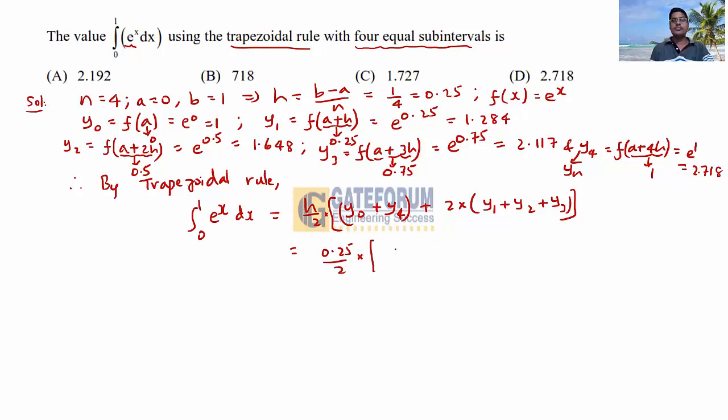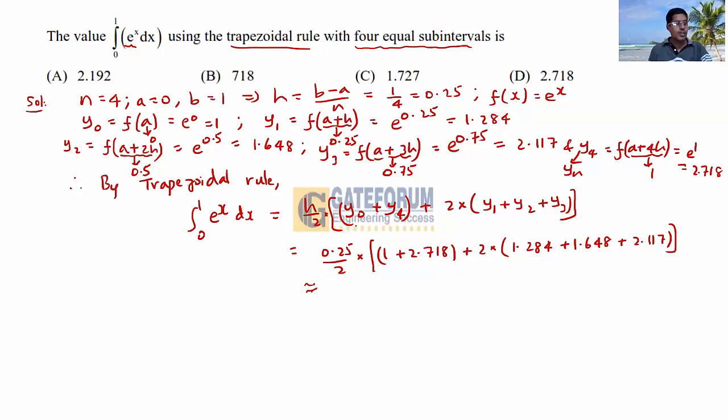So y naught 1, y4 2.718, plus 2 times y1 1.284 plus y2 1.648 plus y3 2.117. So simplify. The question does not require a particular number of decimal places.